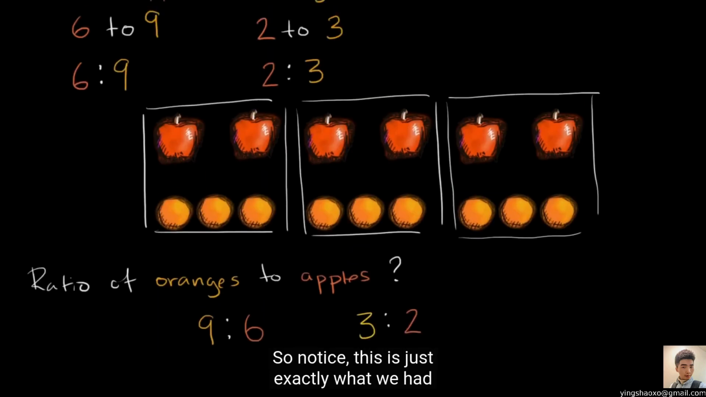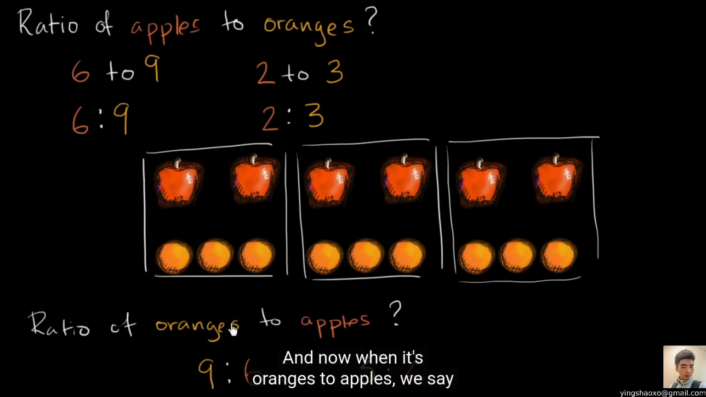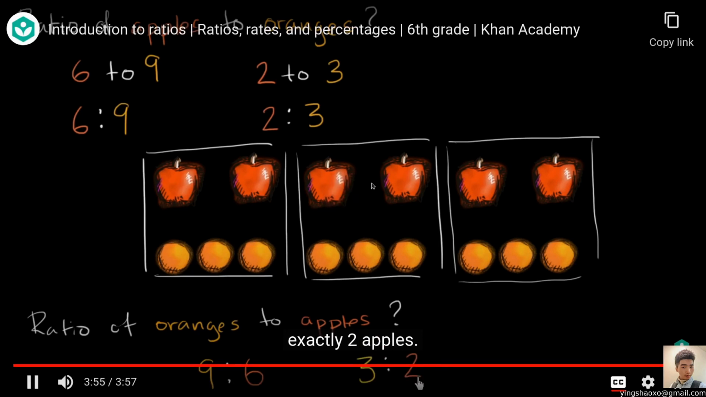So notice, this is just exactly what we had up here. But when we had apples to oranges, it was 6 to 9, 6 apples for every 9 oranges. And now when it's oranges to apples, we say it's 9 to 6, 9 oranges for every 6 apples. Or we could say for every 3 oranges, we have exactly 2 apples.